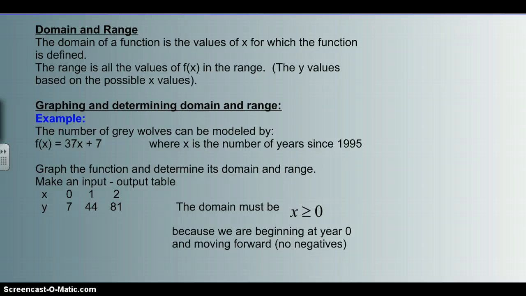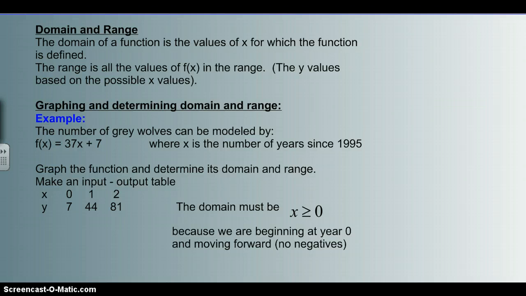So to graph and determine the domain and range, we're going to take a look at a word problem here about the number of gray wolves. They tell you that the number of gray wolves can be modeled by this function, f(x) = 37x + 7. Here, x is the number of years since 1995. They want you to graph the function and determine the domain and range.